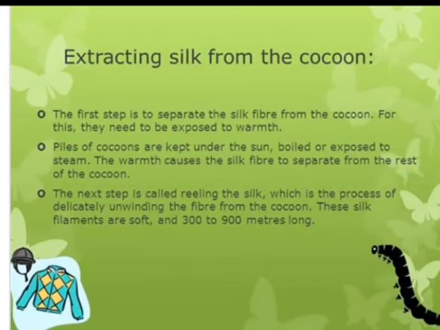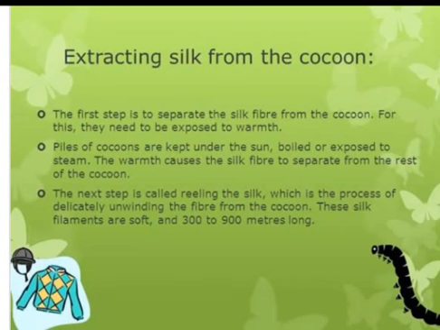Piles of cocoons are kept under the sun, boiled or exposed to steam. The warmth causes the silk fiber to separate from the rest of the cocoon. For separating silk fibers from the cocoon, they are boiled or exposed to steam so that they get warmth and the silk fiber can be separated from the cocoon.